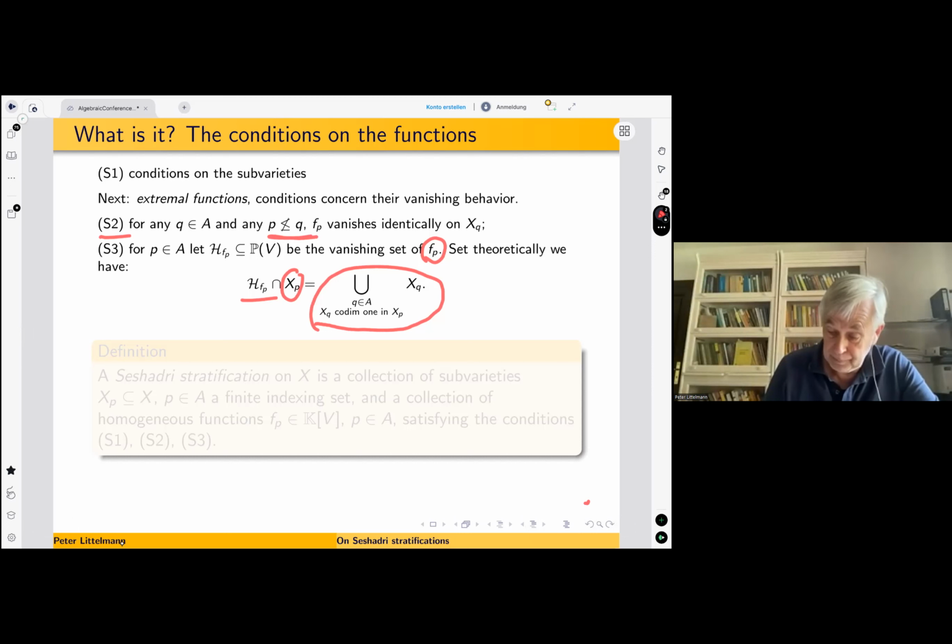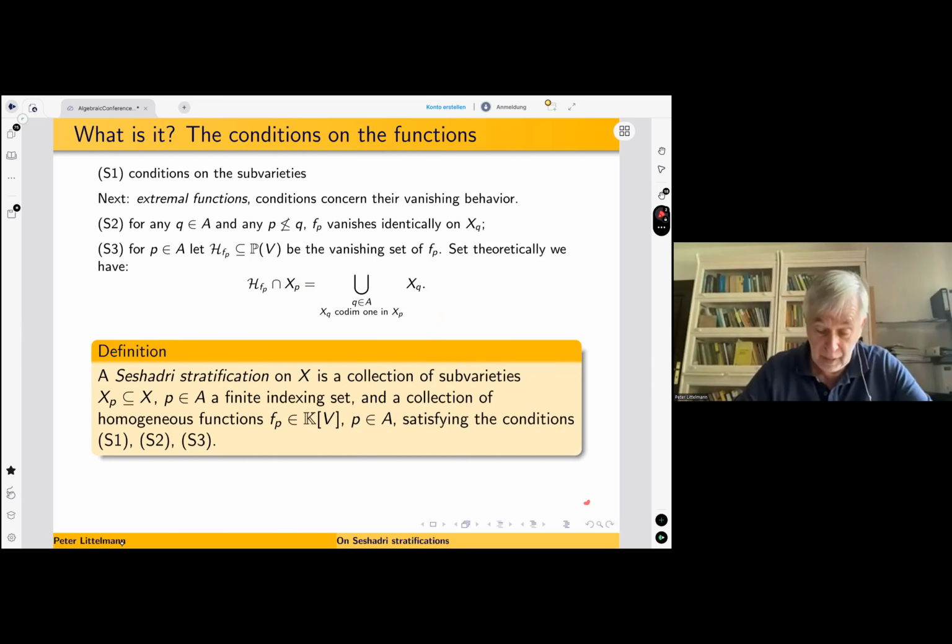And now we see the Seshadri stratification on X as a collection of subvarieties, where A is a finite indexing set and you have a collection of homogeneous functions, and they should satisfy these three conditions S1, S2, and S3.